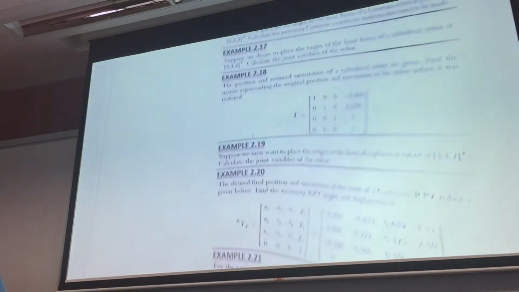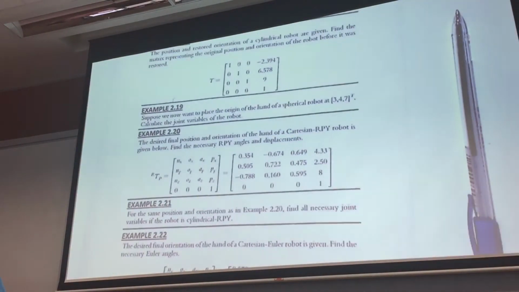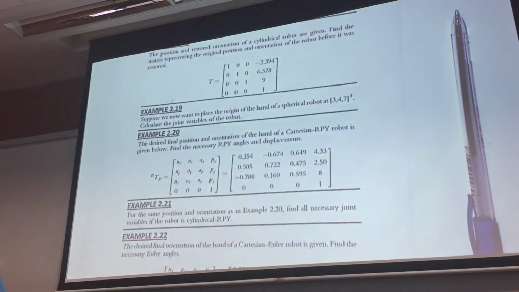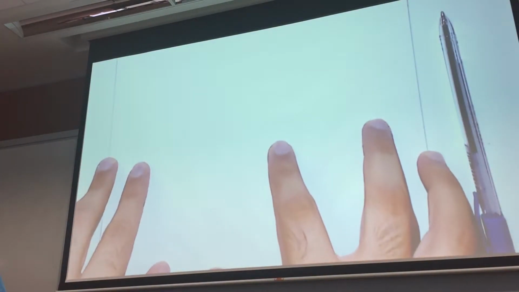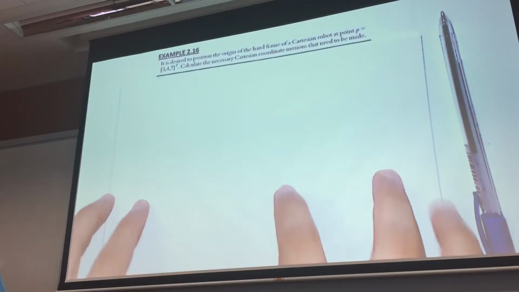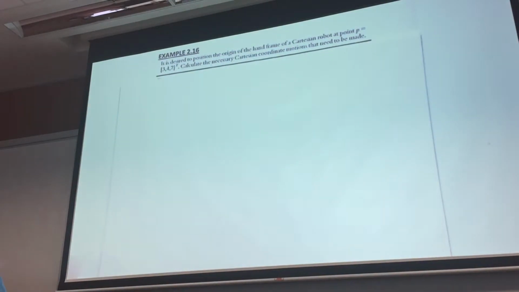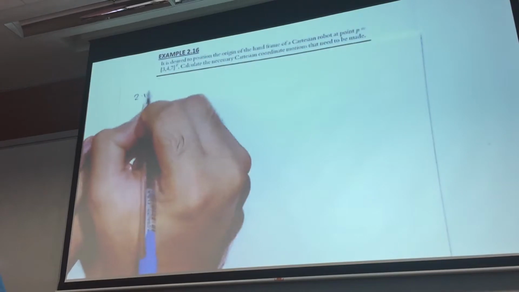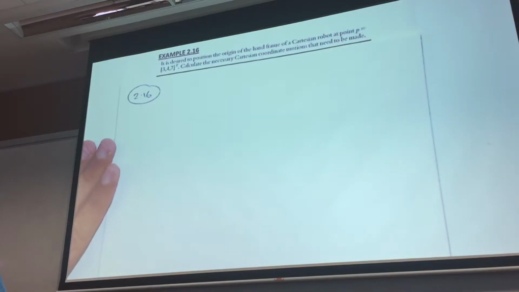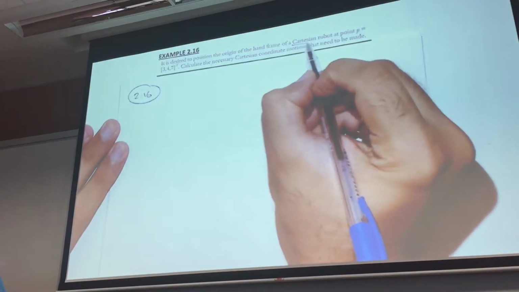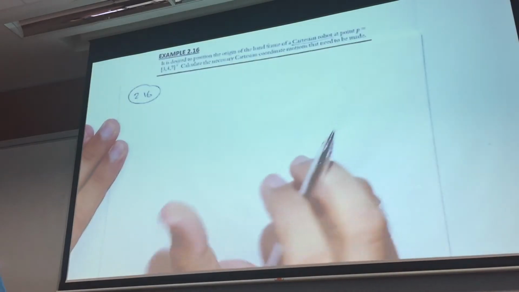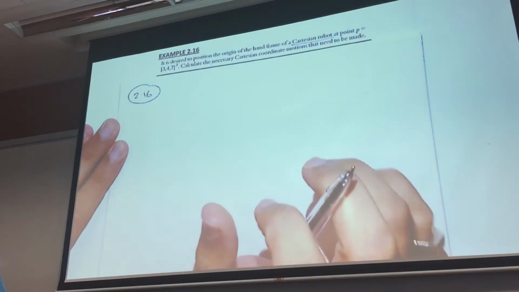Let's look at the question. Again, I emphasize, these are all from the textbook. Okay. 2.16 is designed to position the origin of the hand frame of a Cartesian robot. Okay, the questions here are very kind, I'll tell you.